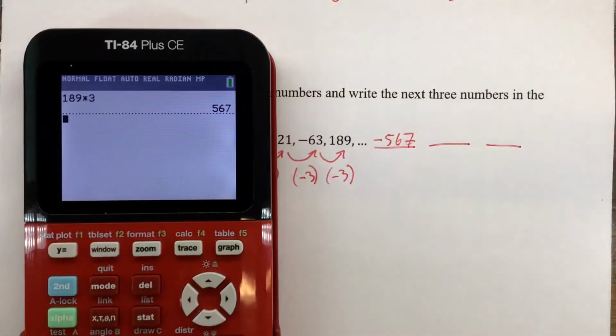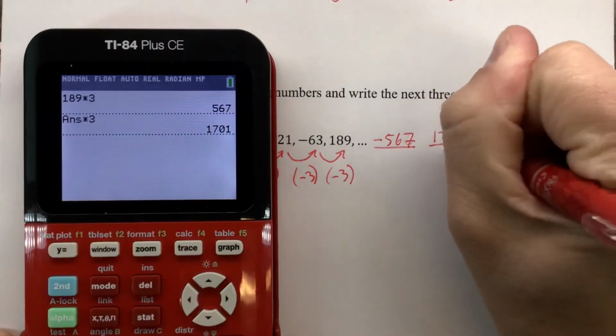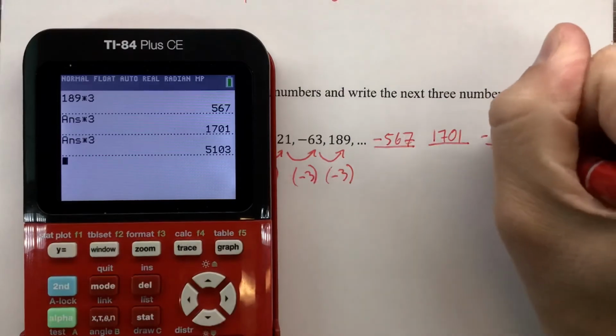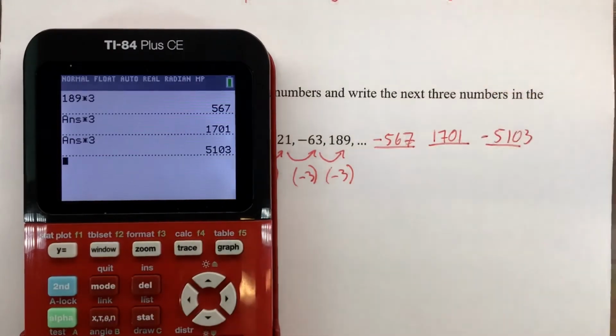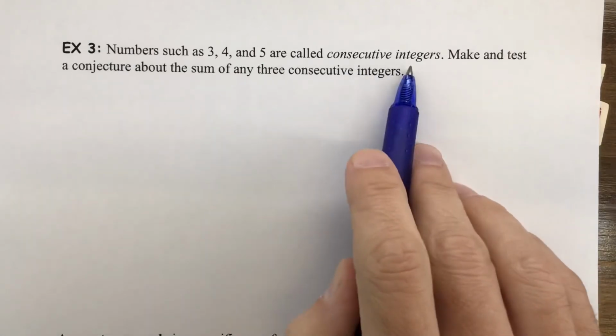Okay, so I'll just keep track of the negative sign because it just flip-flops as you go. Times that by 3. This one will be a positive 1701. Times 3 again, we're going to get negative 5,103.